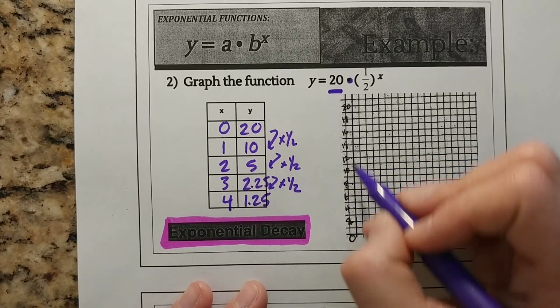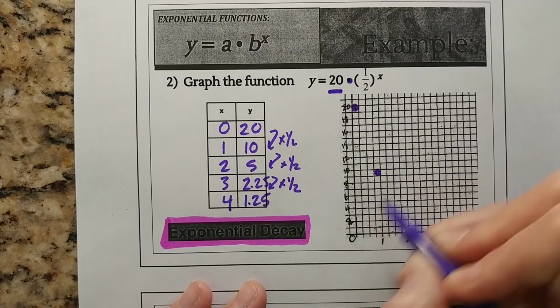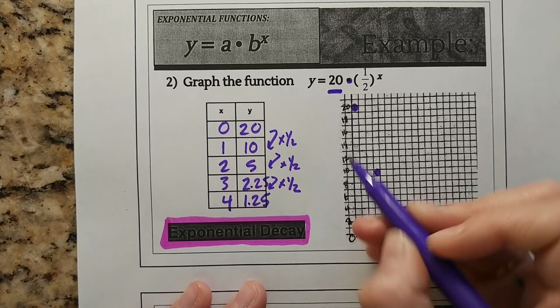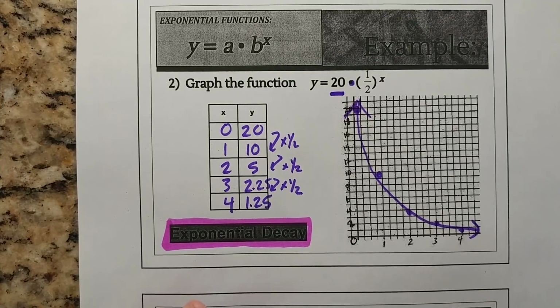Okay, so 0, 20, 1, 10, over 1 up 10, halfway. Again, we're cutting in half again, and again, and again. So we see this nice exponential decay going on.